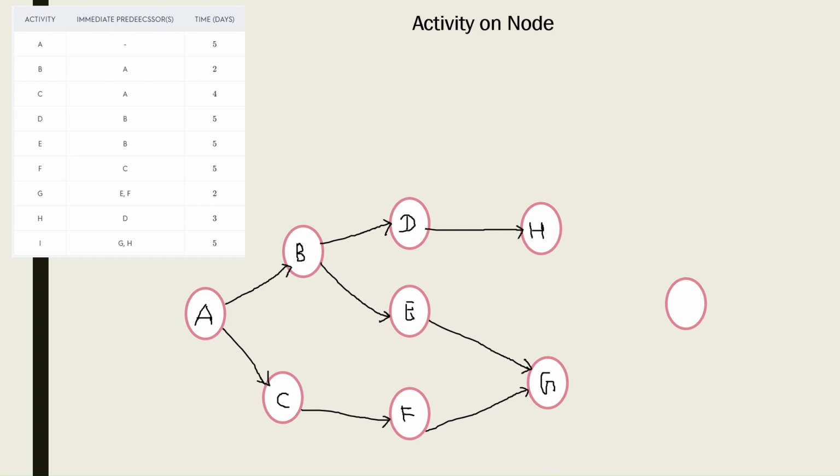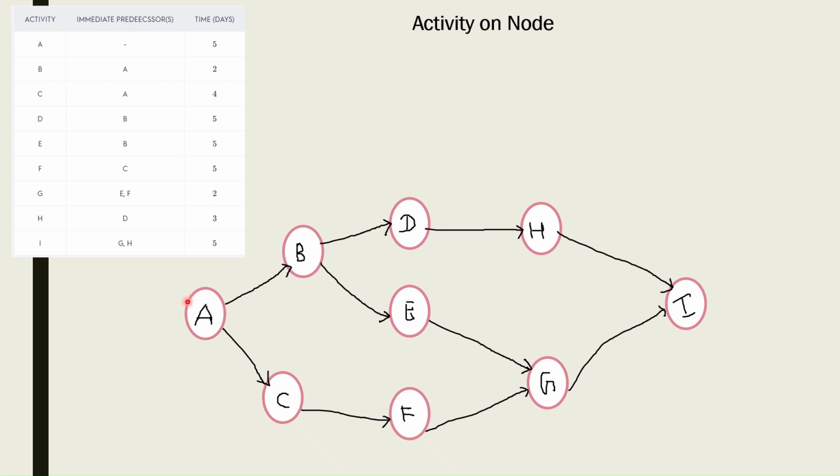So this comes under the H activity, and the last activity is nothing but the I, and I depends on G and H. So here G, and this is H. So this is nothing but the I activity. So here the I activity depends on G and H. So this is the way you can draw your activity on node diagram.